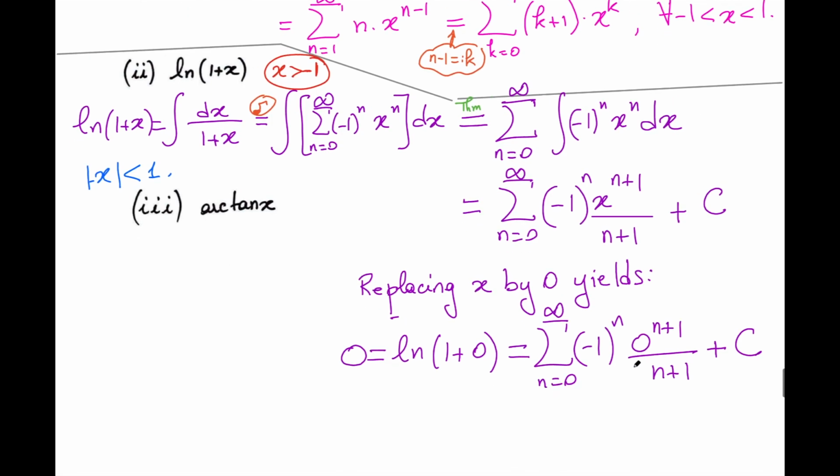Okay, and what's this sum? This is a countable sum of 0. Each term is 0 now, right? It's a countable sum of 0, so this is 0.